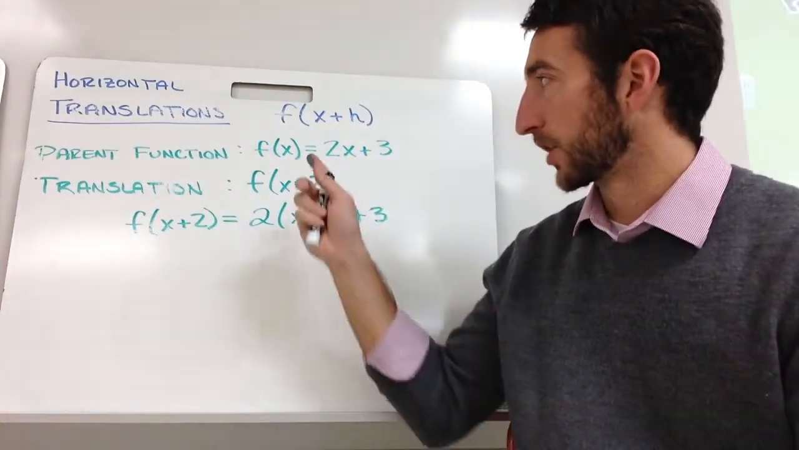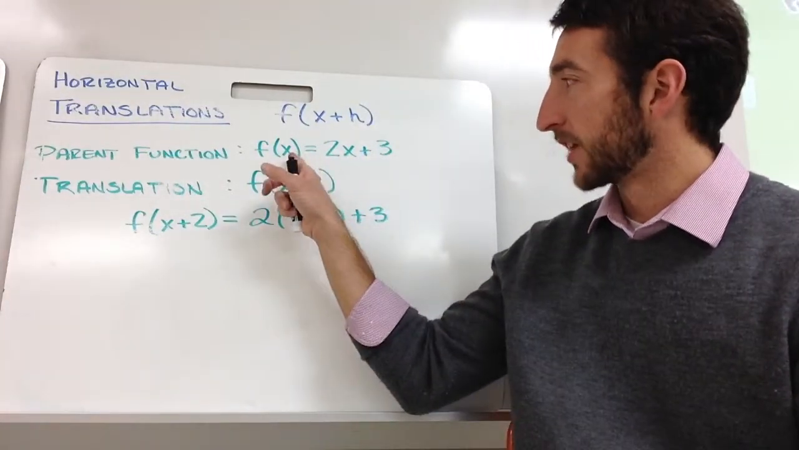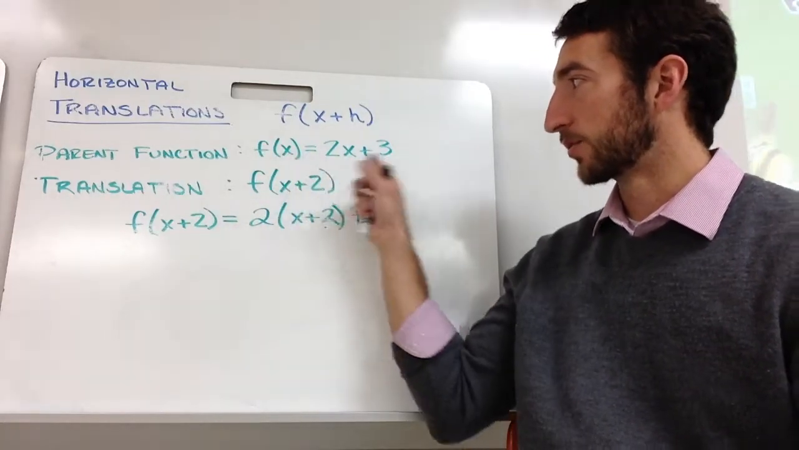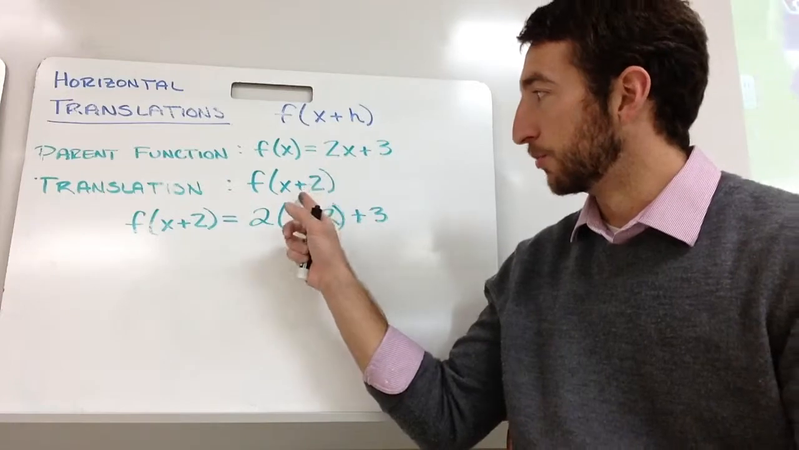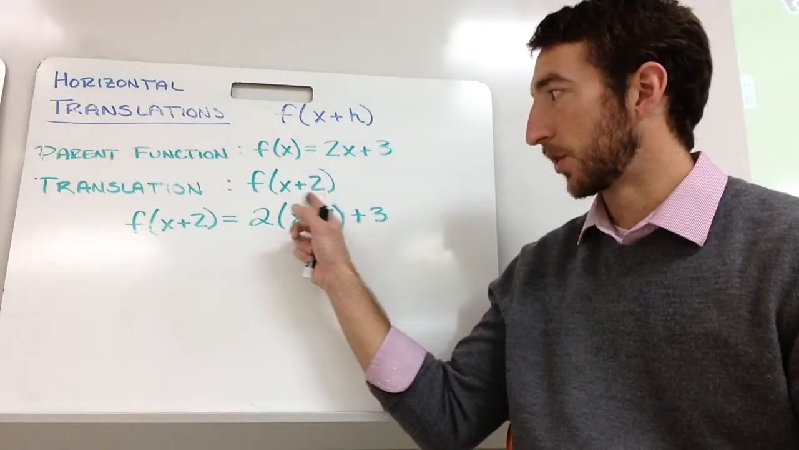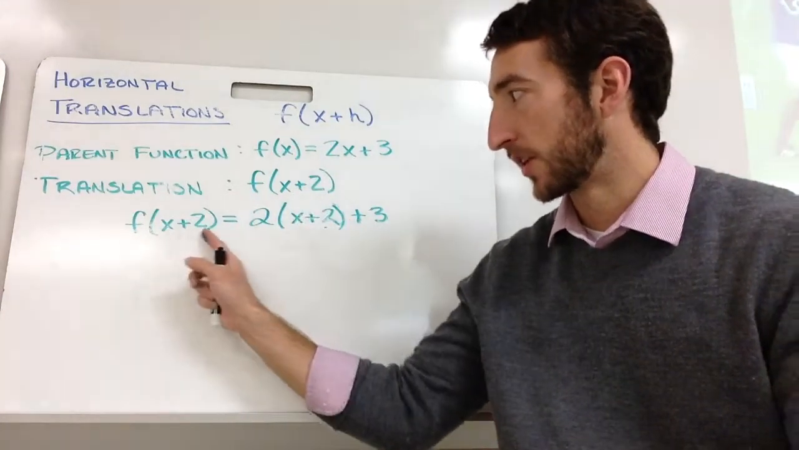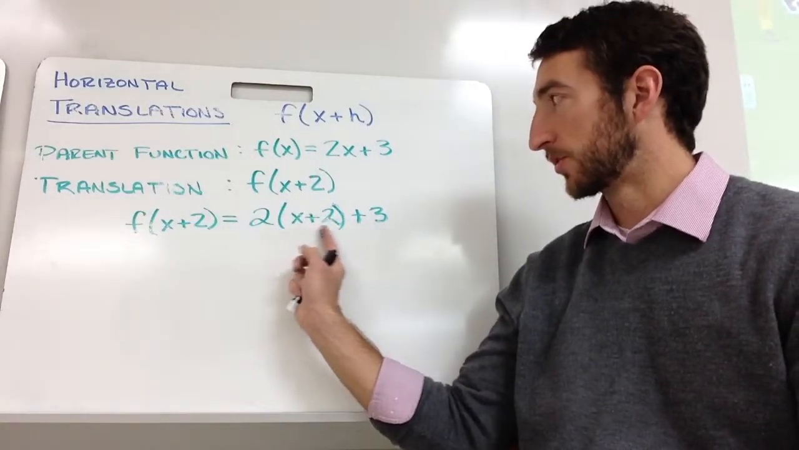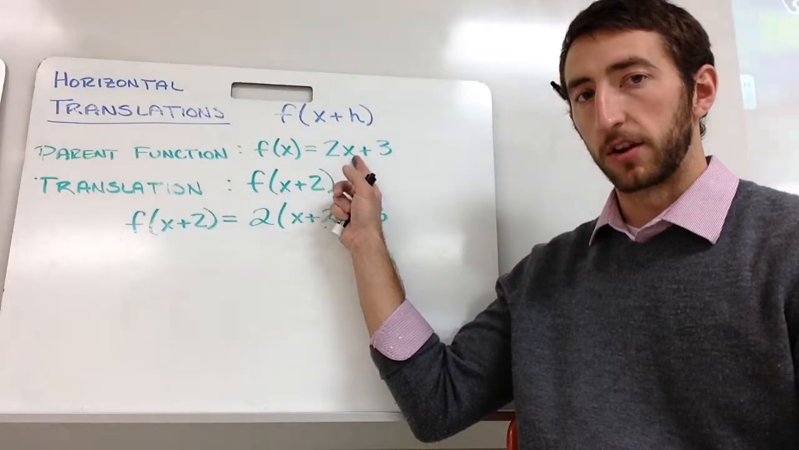So for a little example, we're going to do a little bit of algebra here. This is my parent function, my original, f of x equals 2x plus 3. I want to move it 2, so I'm doing x plus 2. So every time I have my x, I'm going to replace it with x plus 2, so I substitute this in for my x here.